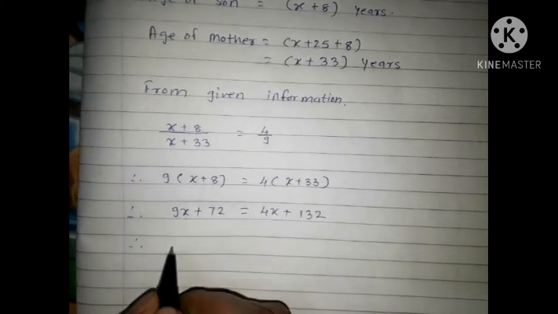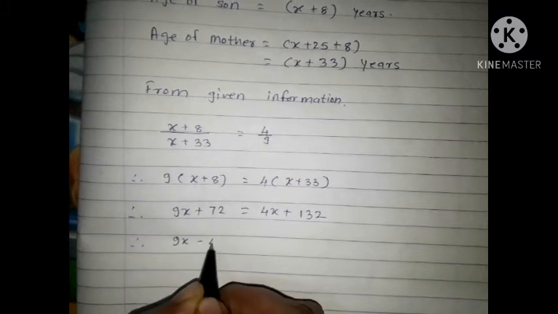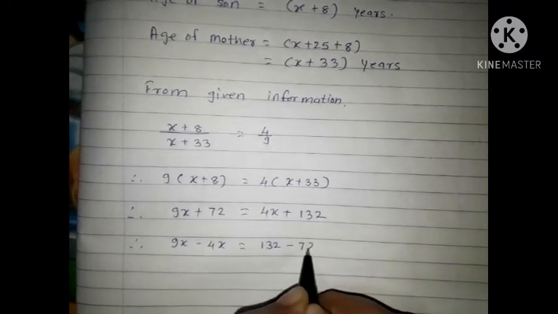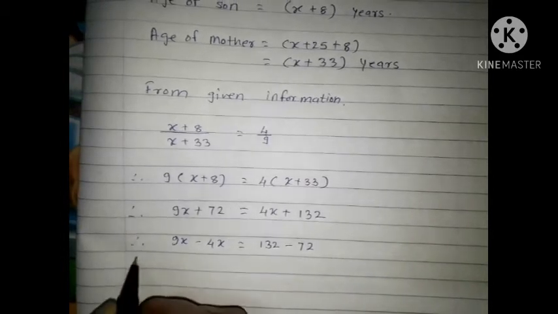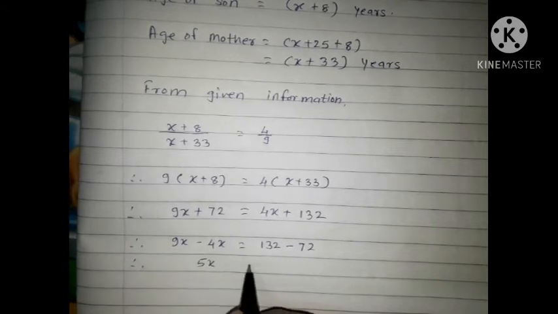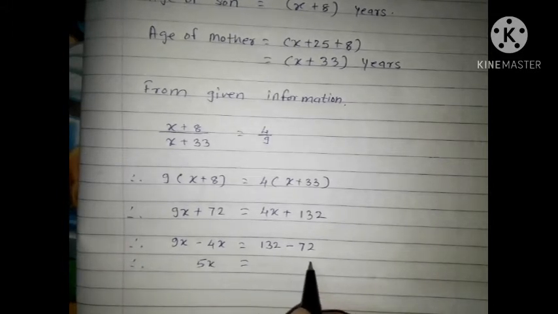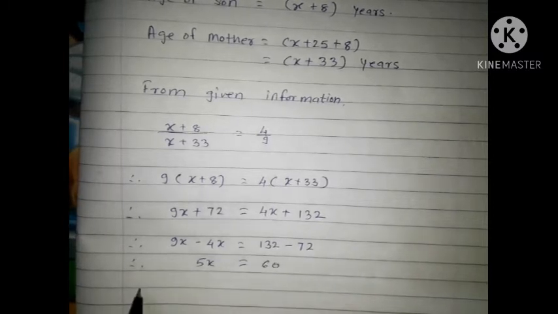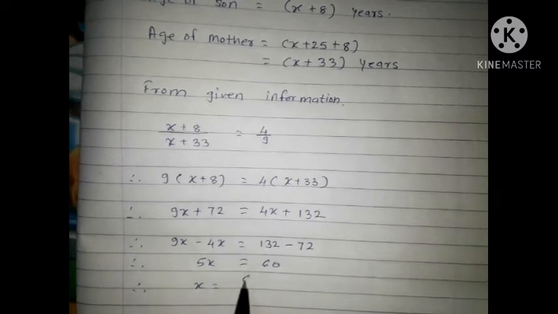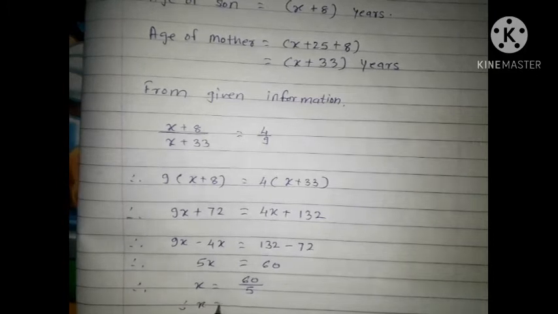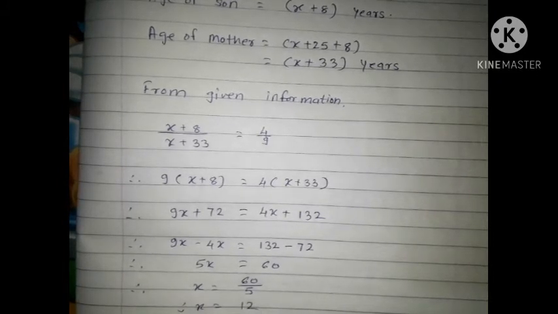By rearranging the terms, 9x minus 4x is equal to 132 minus 72. Therefore 9x minus 4x is equal to 5x, is equal to 132 minus 72 is equal to 60. Therefore x is equal to 60 divided by 5. Therefore x is equal to 12.